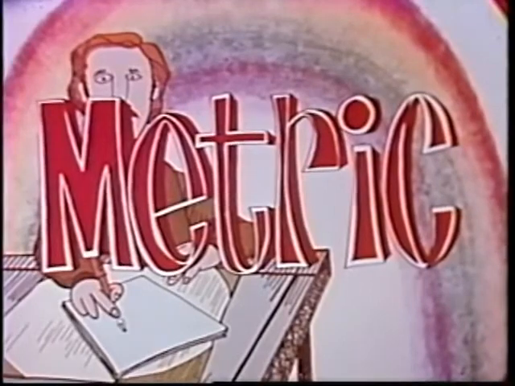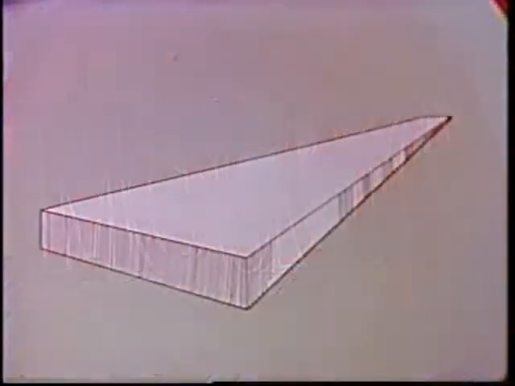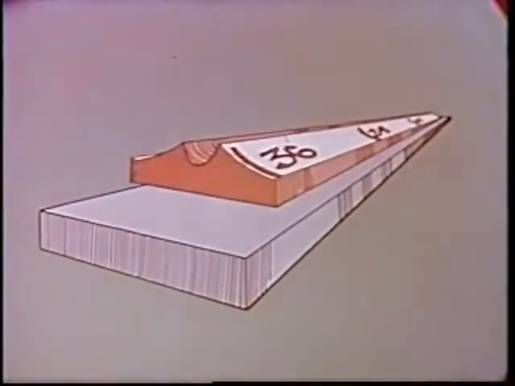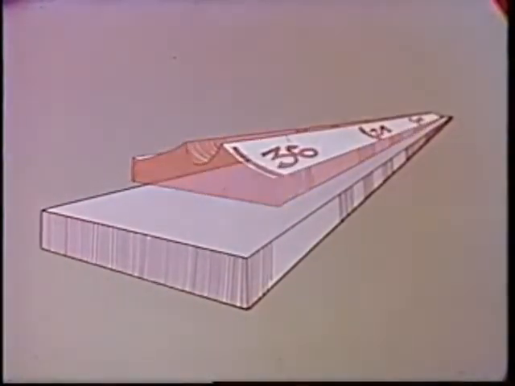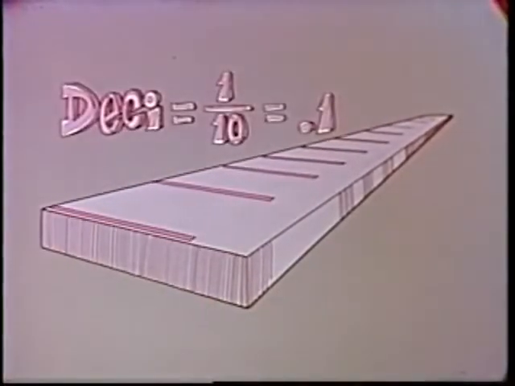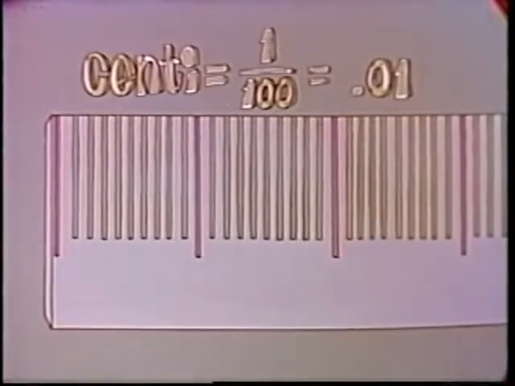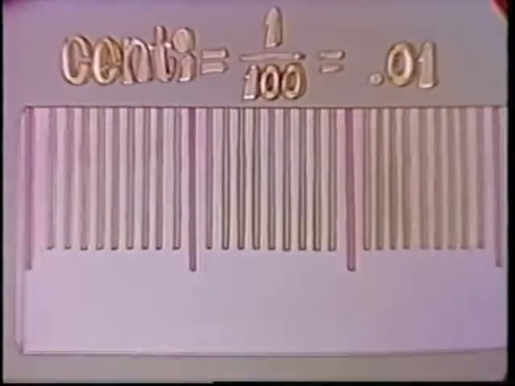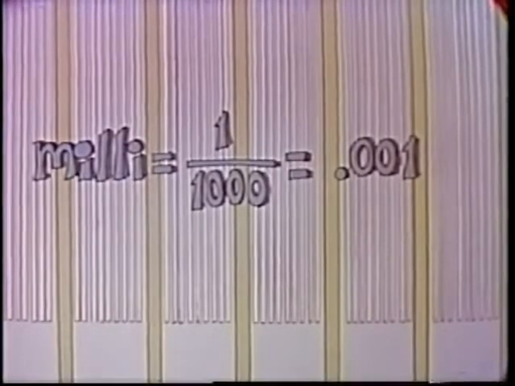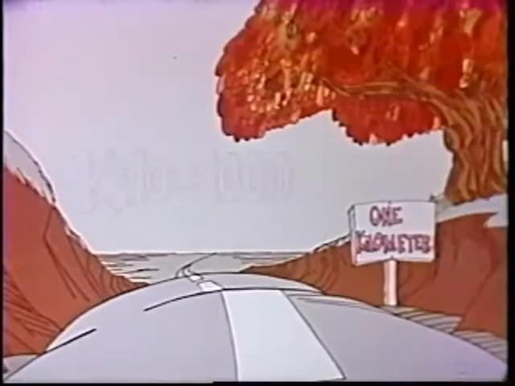And it is based entirely on the meter. The meter is about 39 inches long, slightly larger than the yard. But unlike the yard, the meter is divided into 10 decimeters, or 100 centimeters, or 1,000 millimeters. 1,000 meters are called a kilometer, or kilometer.